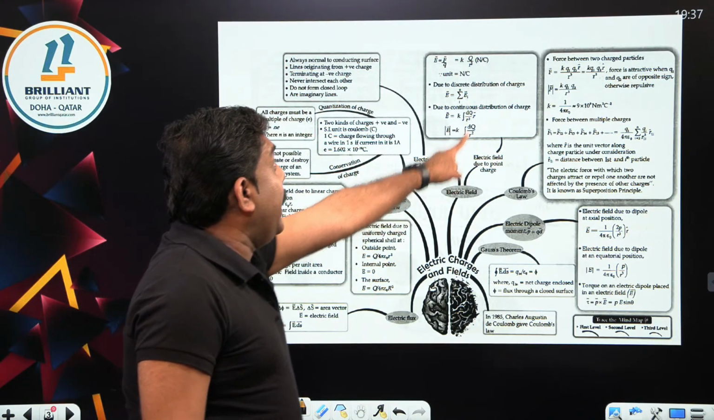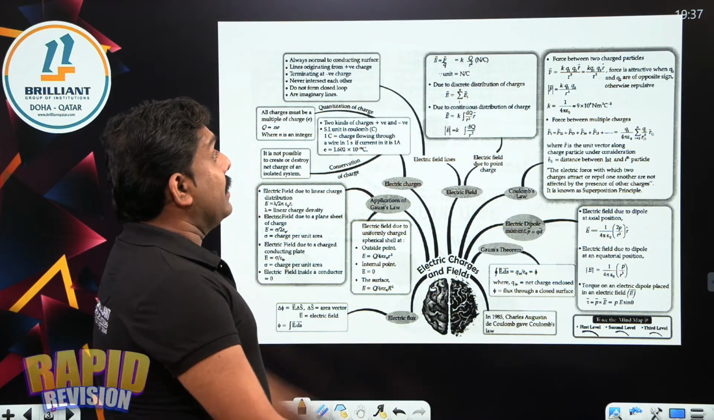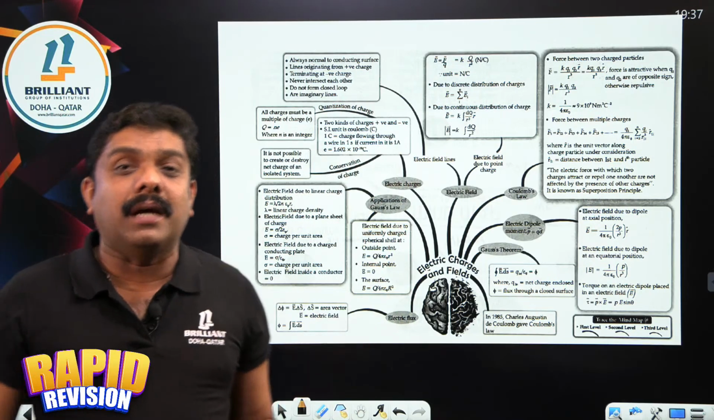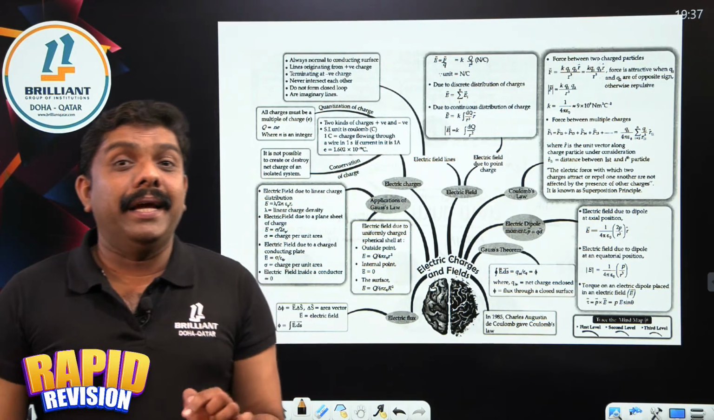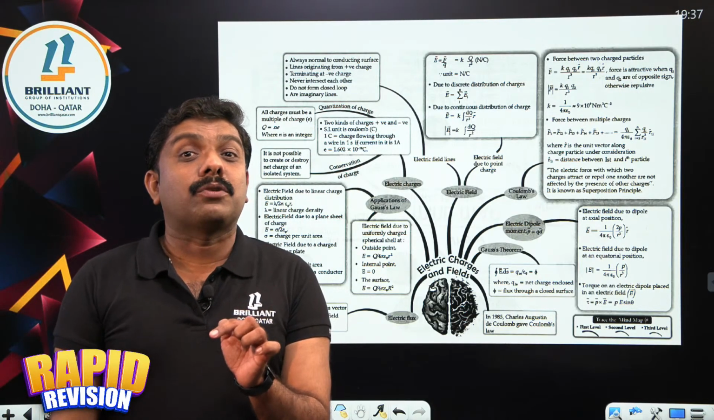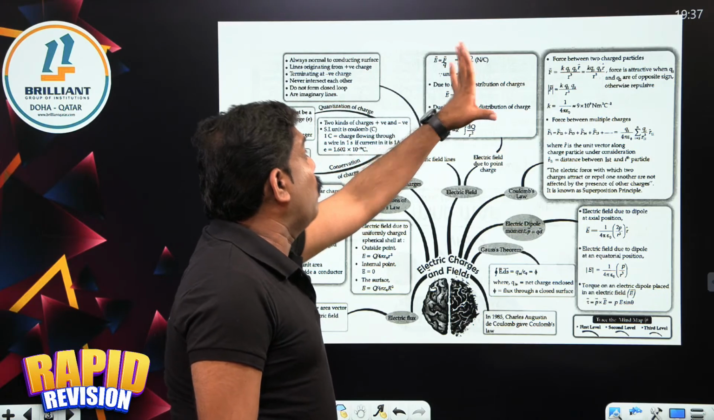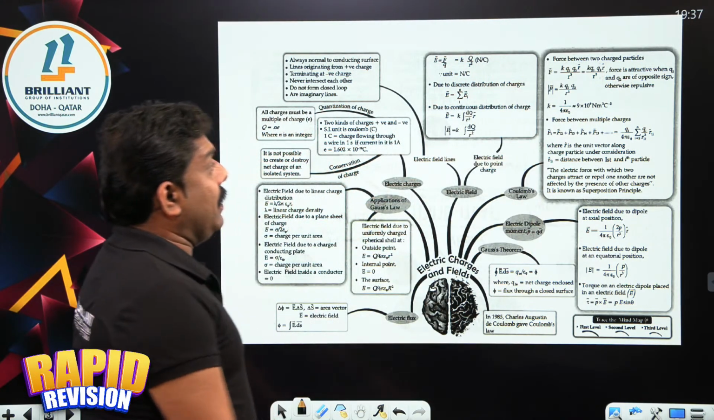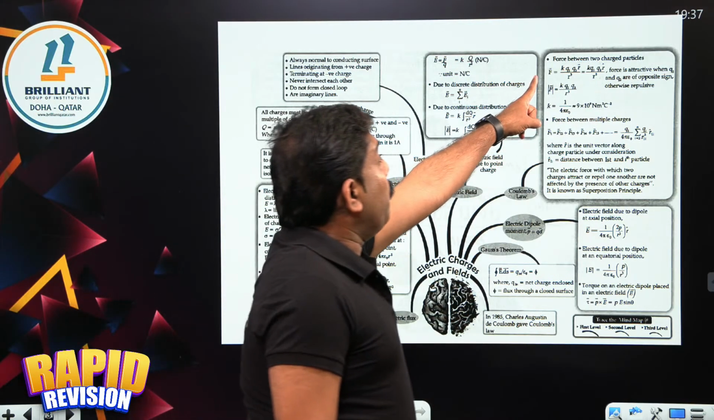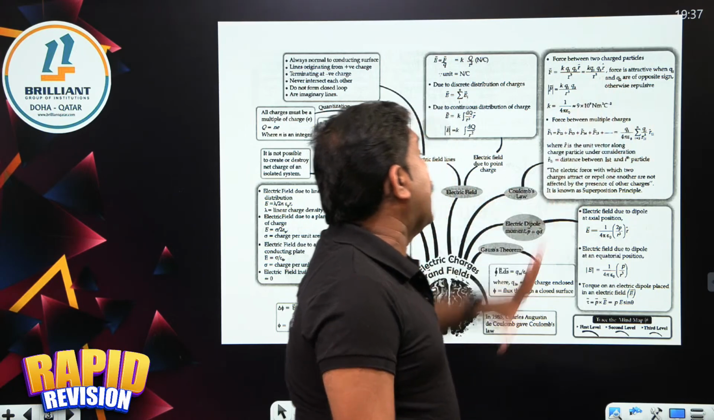Now we come to the electric field due to a point charge. What is the formula? K Q by R square, where K is 9 into 10 raised to 9. So that is 9 into 10 raised to 9 Q by R square. The SI unit is Newton per Coulomb. Then we have the superposition principle, force between multiple charges.